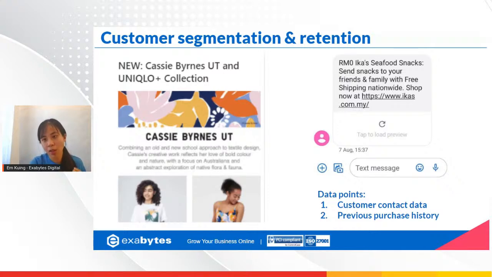relevant products. So the data points that you are looking at here are customer contact data and their purchase history. So you do segmentation, create different content from here, and reach out to them. Again, it's very important to do A/B testing on frequency and the type of content.